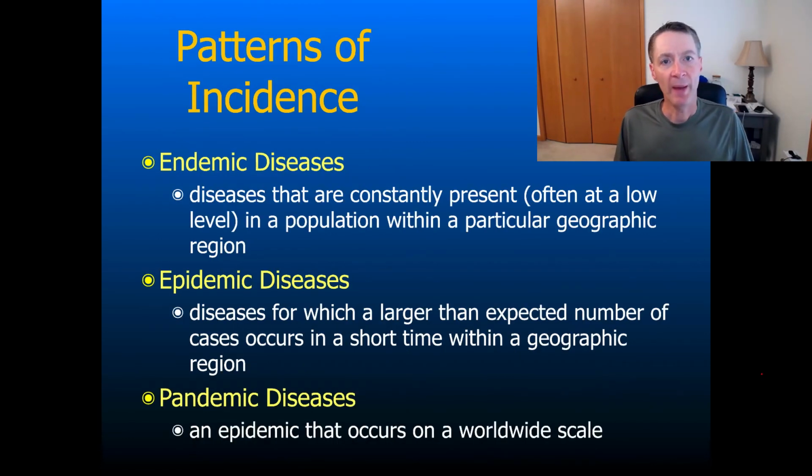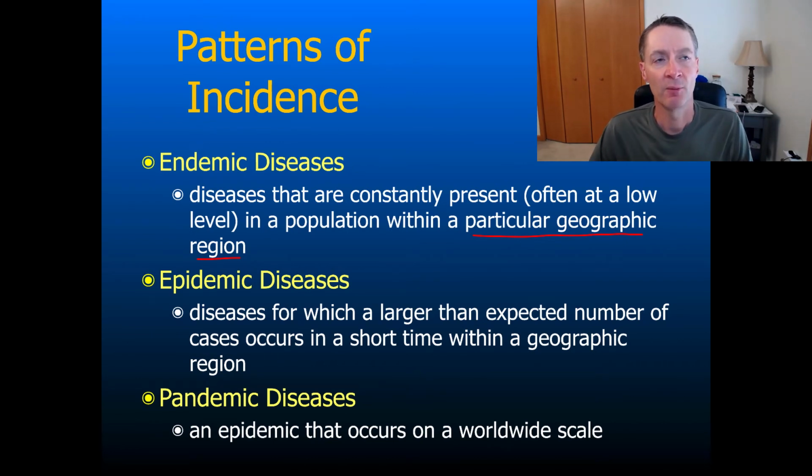All right, what are some of the patterns of incidence within populations? We can see an endemic disease. This would be a disease where it's constantly present, whatever that disease is. Often they're at a very low level all the time, like the common cold would be a good example. And it also is connected to a geographic location.